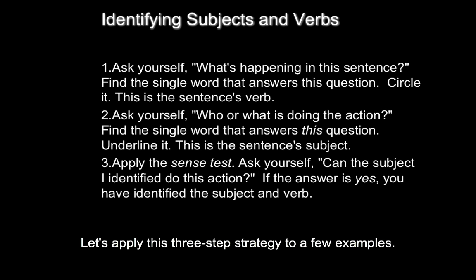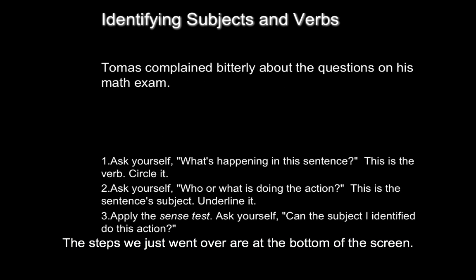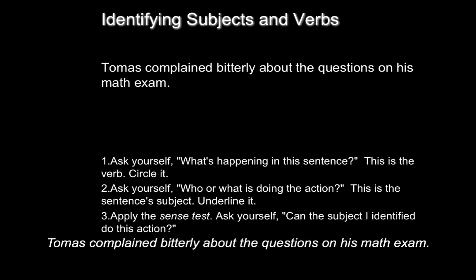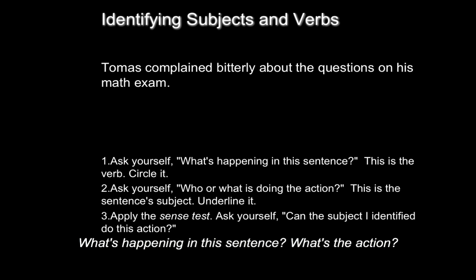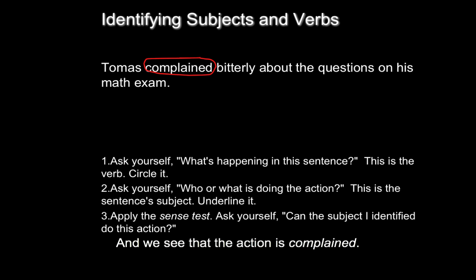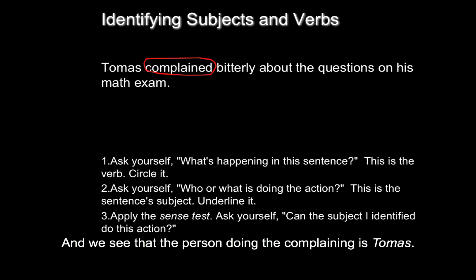Let's apply the three-step strategy to a few examples. The steps we just went over are at the bottom of the screen. Here's a first one. Tomas complained bitterly about the questions on his math exam. First, we ask ourselves, what's happening in the sentence? What's the action? And we see that the action is complained. Second, we ask, who's doing the action? And we see that the person doing the complaining is Tomas.